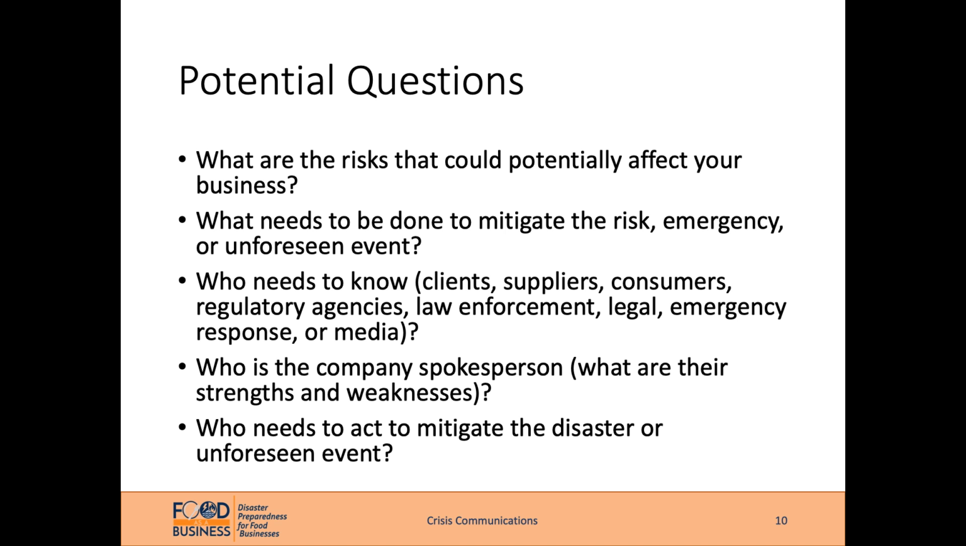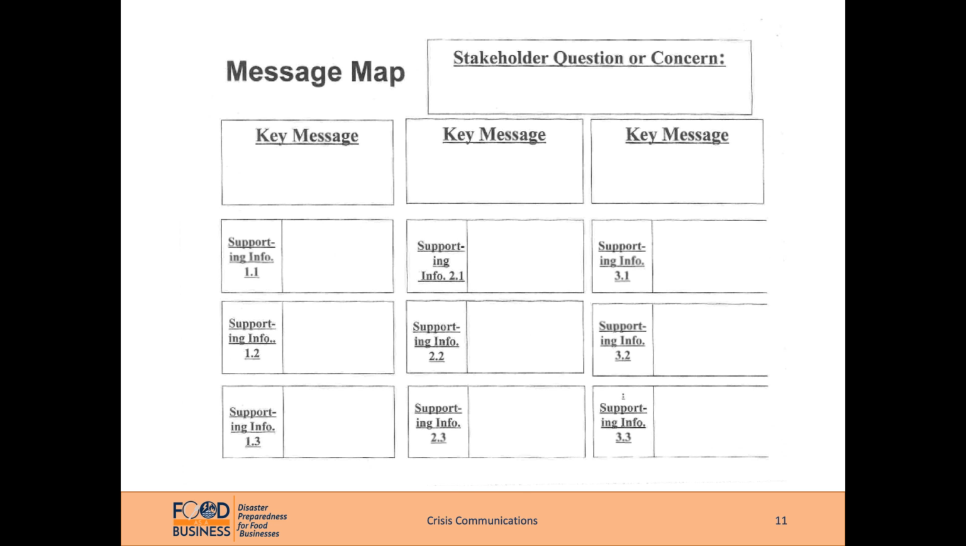Once your team has considered these questions and begun to answer them, you can prepare to respond using something we like to call the rule of 3. That's for each question or concern, you develop 3 key messages with 3 items of support for each message. A message map template is a great way to begin to organize your thoughts and strategically plan for these situations. You can see here that this message map follows that rule of 3: 3 key messages with 3 items of supporting information for each of those messages.